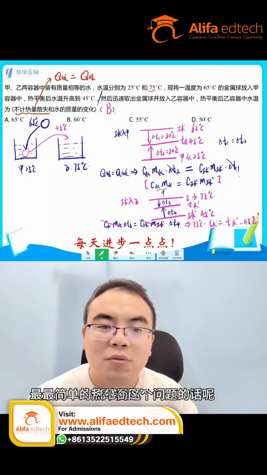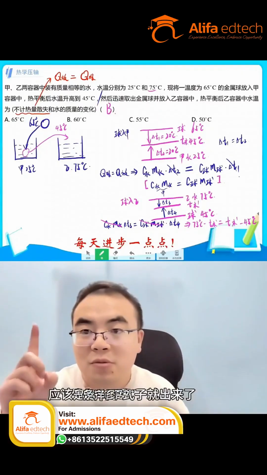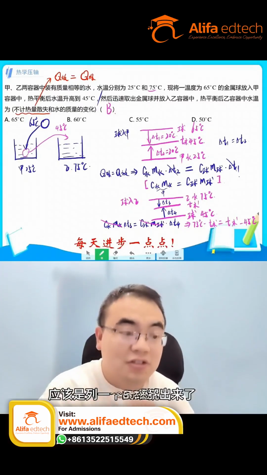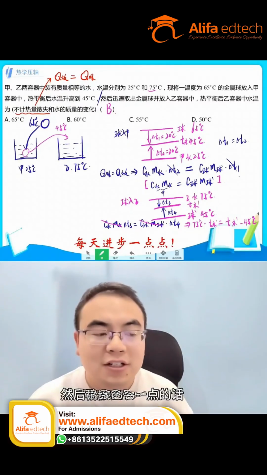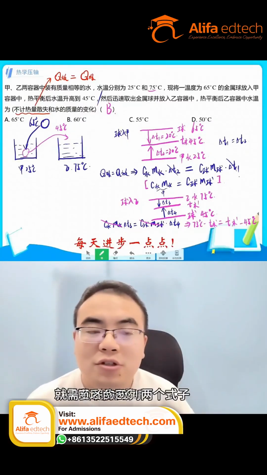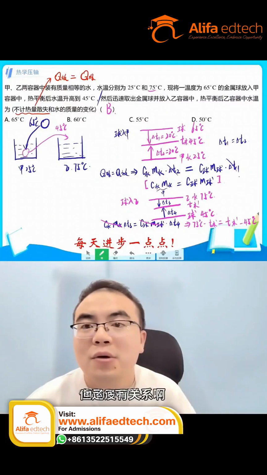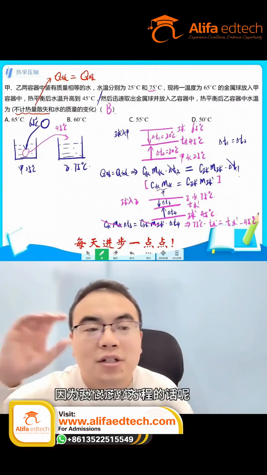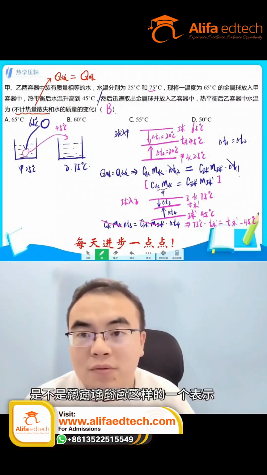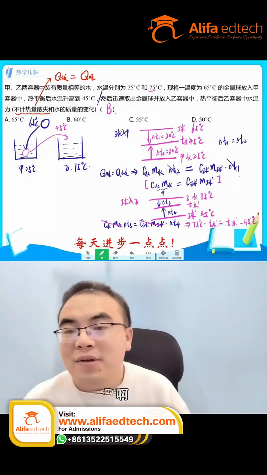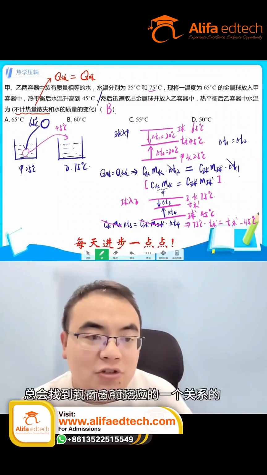For the simplest thermal equilibrium problems, you should be able to set up just one equation and solve it. If it's a bit more complicated, then you'll need to set up two equations. Sometimes it might even be 3 or 4 equations, but that's okay because our equations provide a unique way to represent the problem. Just write it out a few more times and you'll always find the corresponding relationship, right?